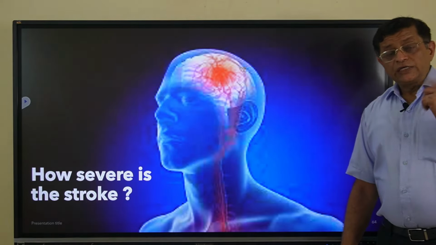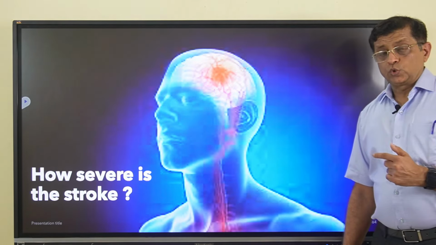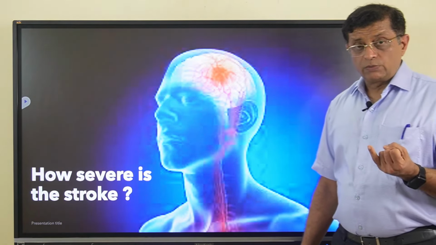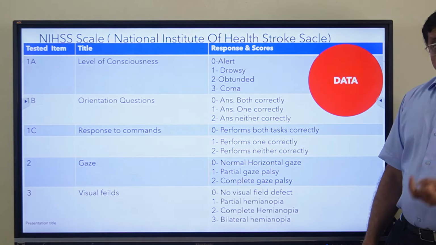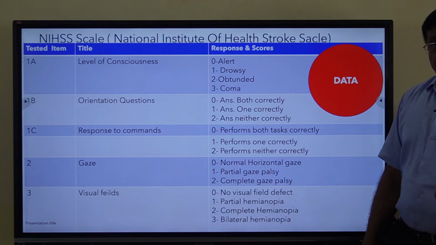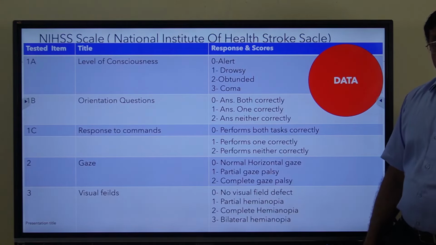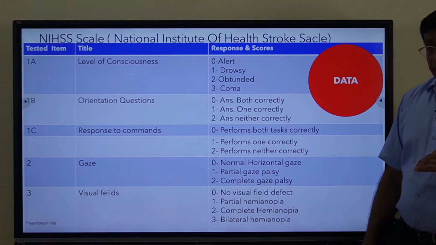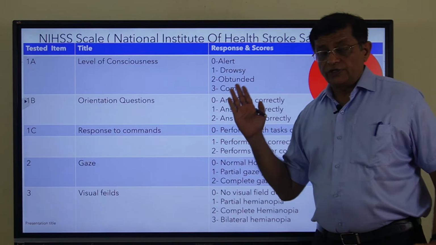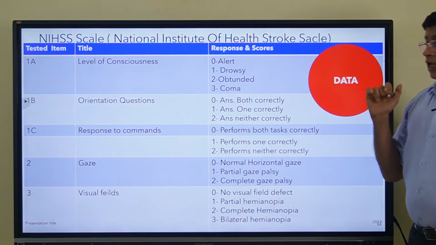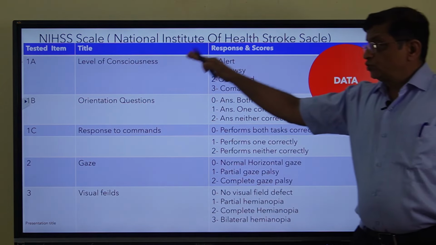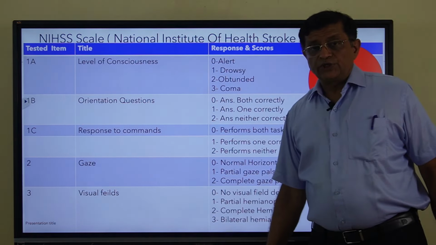Lastly, assess how severe the stroke is. We have seen whether it is a stroke, number one. We have seen what kind of stroke it is, whether it is an anterior or posterior circulation stroke. We have seen the likely mechanism, and now we have to see the severity. Most centers use the National Institutes of Health Stroke Scale. There are points for every examination detail.